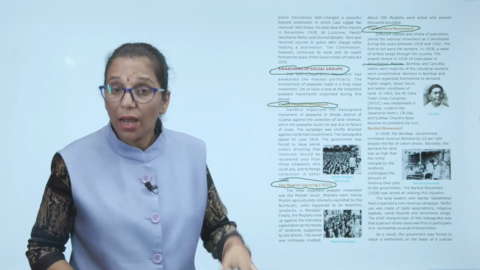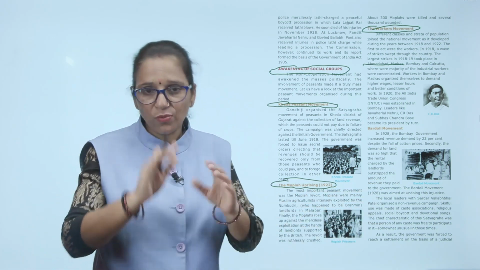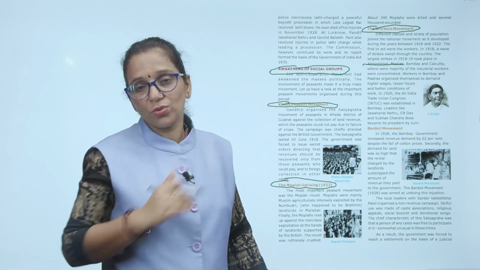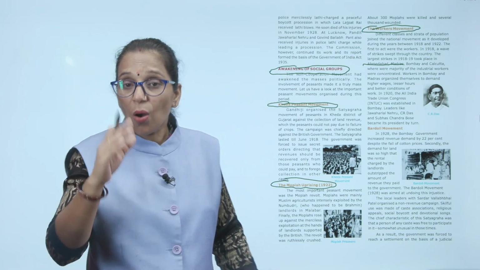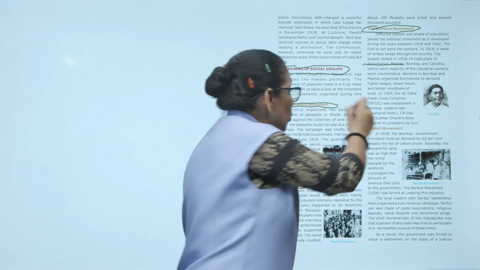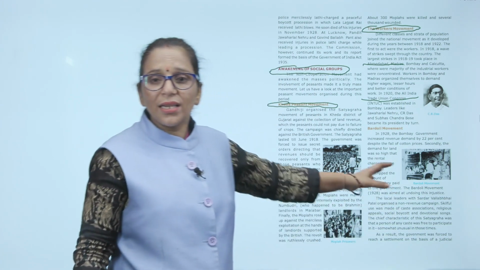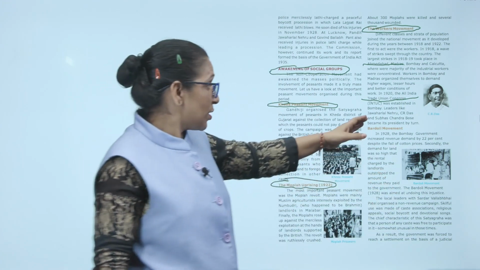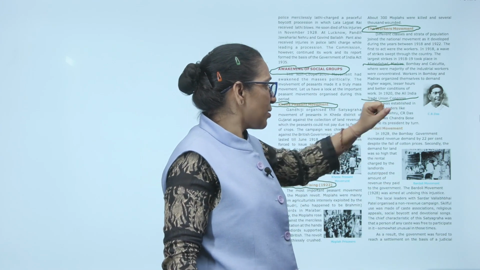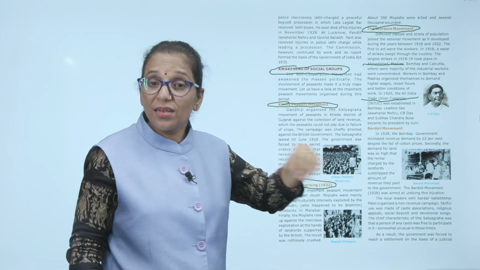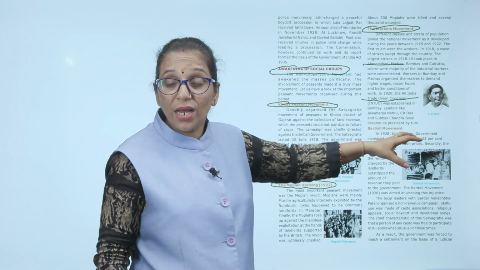Workers in Bombay and Madras organized themselves to demand higher wages, fewer working hours, and better working conditions. In 1920, the All India Trade Union Congress (AITUC) was established in Bombay. Who were the leaders? Jawaharlal Nehru, C.R. Das, Subhash Chandra Bose. They became the president turn by turn, and this trade union pressurized the British for better working conditions for the workers. So that was the workers' movement.